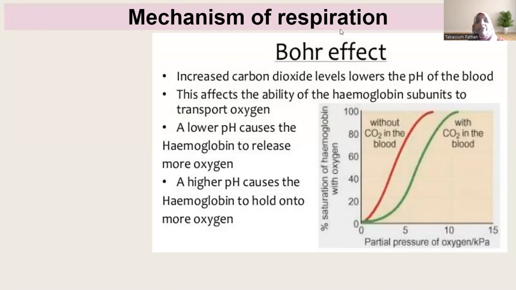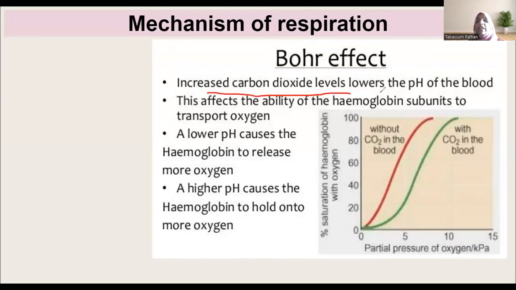Now, if there is more carbon dioxide in the blood, this will result in a decrease in the pH of the blood. If there is more carbon dioxide in the blood, this will lower the pH. Lower pH means what? From 1 to 14 you have the pH scale, and 7 is neutral. If you move down towards 7, you say low pH, and when you go upwards, you say high pH. This is more acidic, this is more basic.